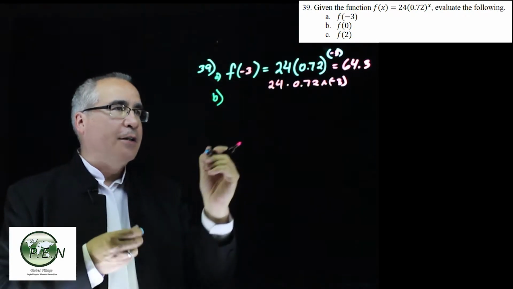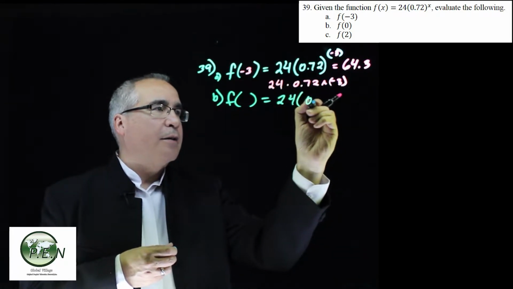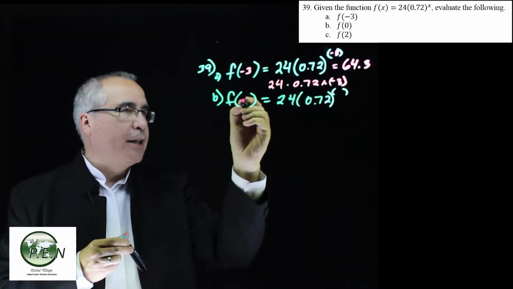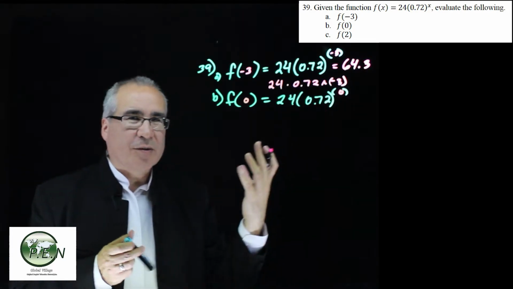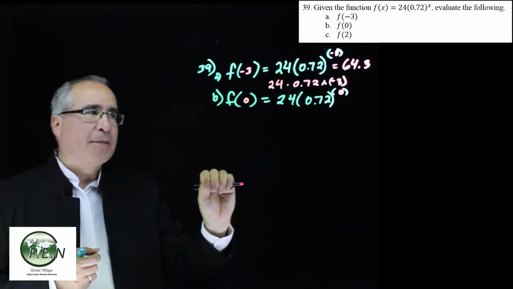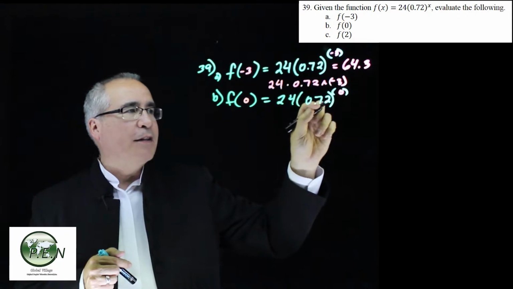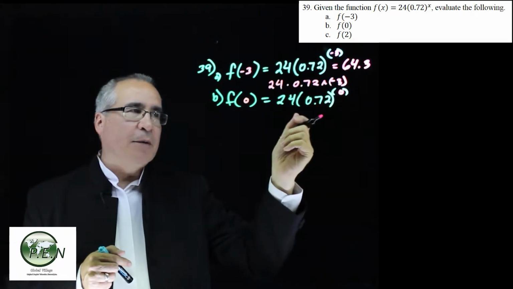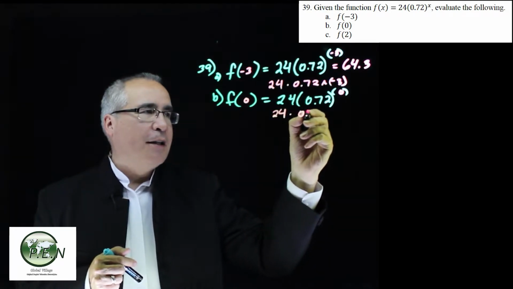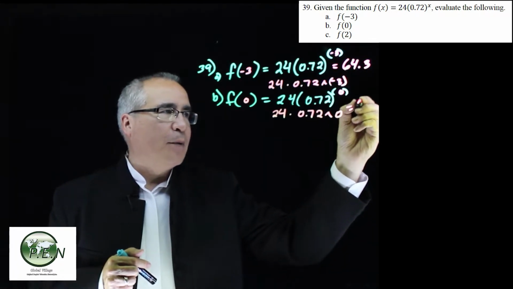The B question, we're going to do the same function. Same setup, but this time they ask us to plug in the value of 0. So this should give us at time 0, nothing has changed. We should get back to the original value. Go ahead and plug that in your calculator. In fact, if you want, you can plug in 0.72 raised to the 0 power. You'll see you'll get 1. 1 times 24 is 24. Or do it this way, 24 times 0.72 raised to the 0 power. And what do we get? We get 24.